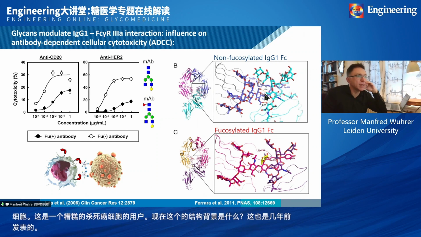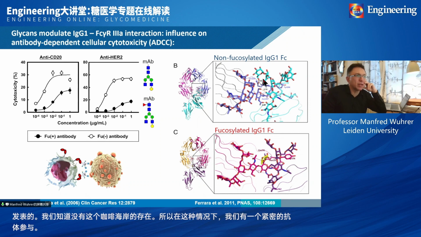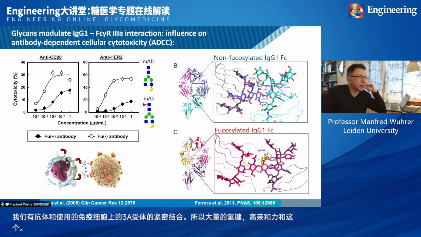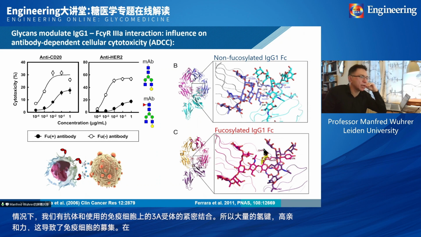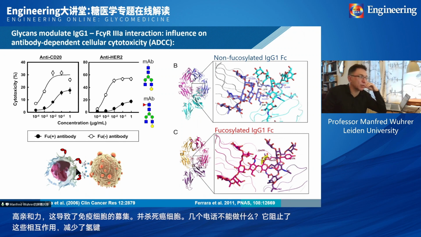So we know that without this core fucose present, we have a close engagement of the antibody and of the 3A receptor on immune cells, so lots of hydrogen bonding, high affinity, and this results in the recruitment of immune cells and in the killing of cancer cells. What does the fucose do now? It blocks these interactions, with less hydrogen bonding and lower affinity, so then these interactions will not form.